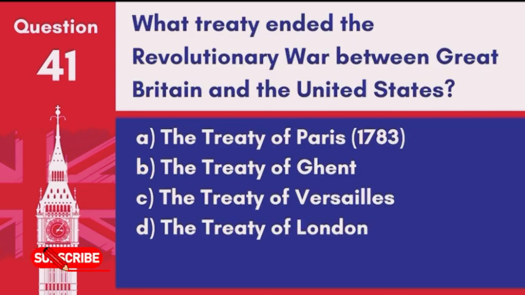Question 41. What treaty ended the Revolutionary War between Great Britain and the United States? A. The Treaty of Paris, 1783. B. The Treaty of Ghent. C. The Treaty of Versailles. D. The Treaty of London. Answer: A. The Treaty of Paris, 1783.